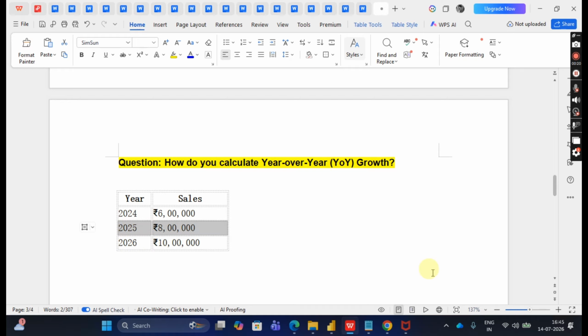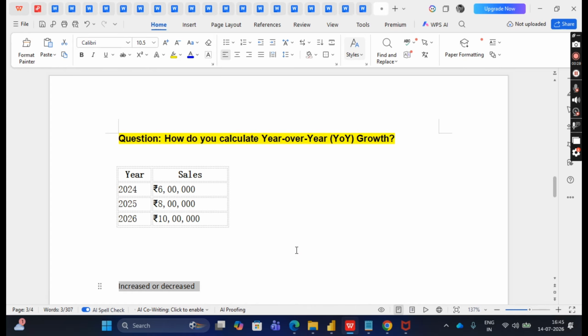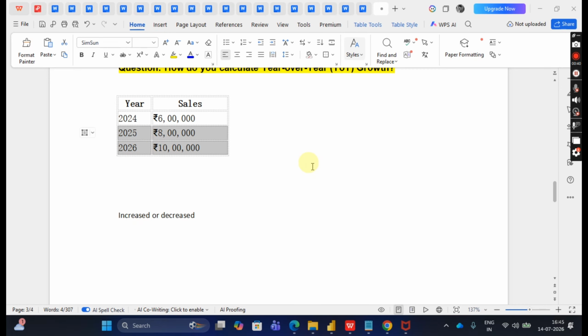So it helps businesses understand whether their sales have increased or decreased compared to last year. In simple words, YOY growth tells us how much our business has grown compared to the same time last year. So let's understand the DAX code.